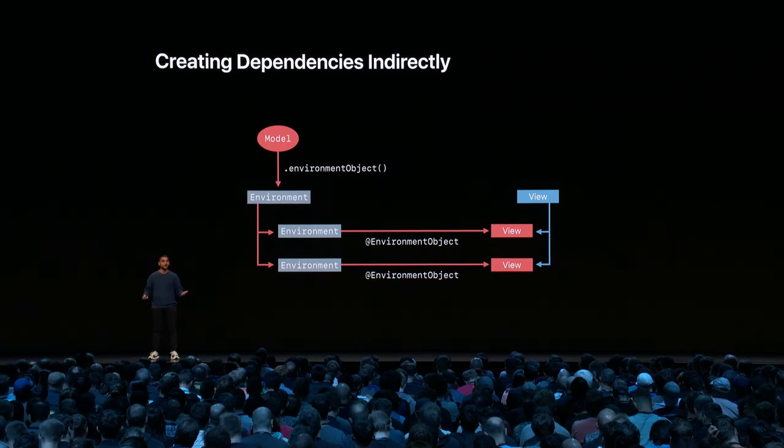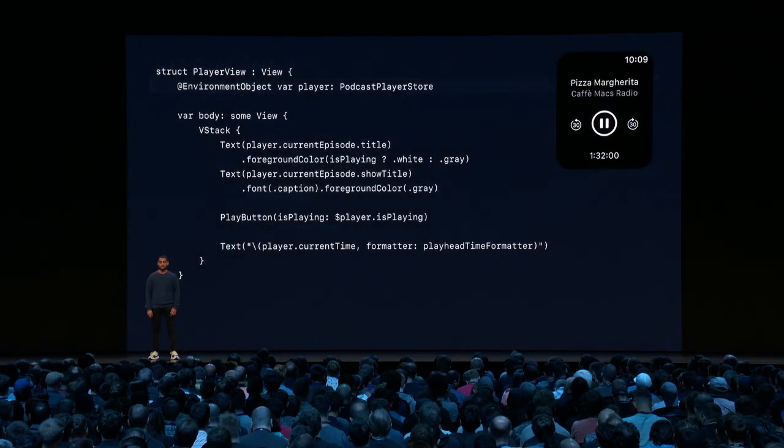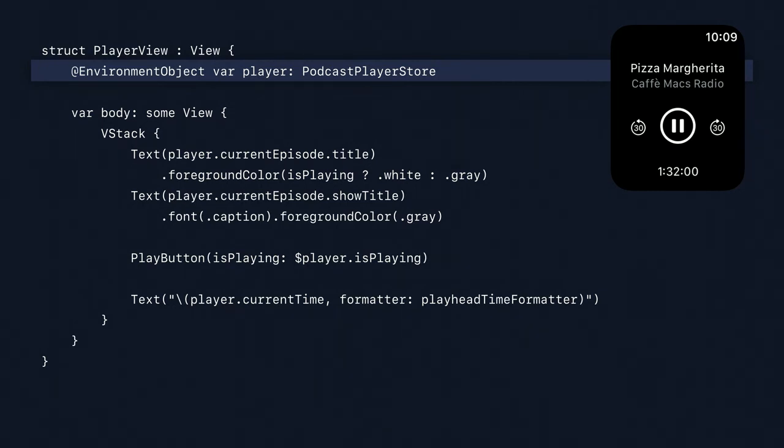So let's update our podcast player to take advantage of this. To do that, you just need to add the environment object property wrapper to the view, and then in an ancestor higher up in the hierarchy, just provide the model using the environment object modifier. Now, whenever we use our player in the body, SwiftUI will automatically update our view on our behalf.